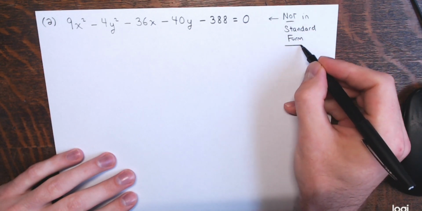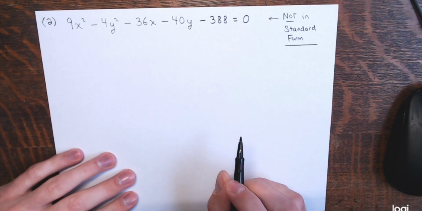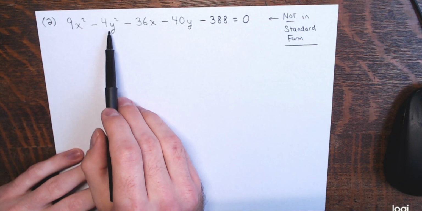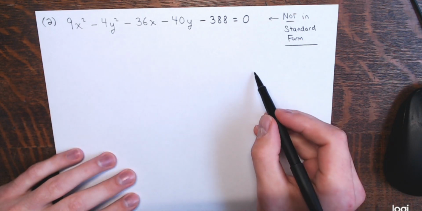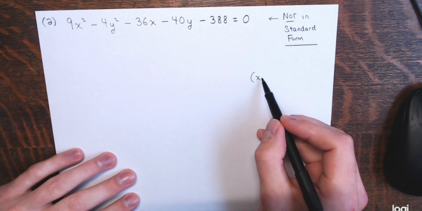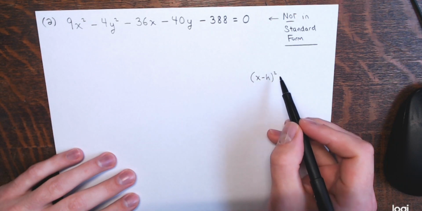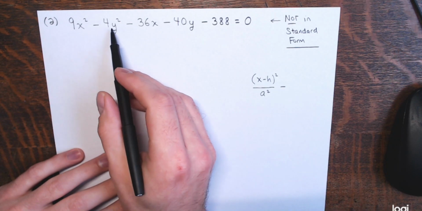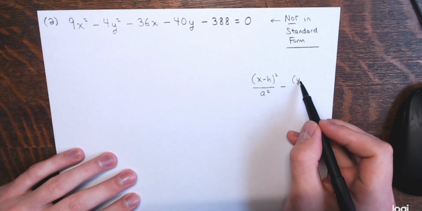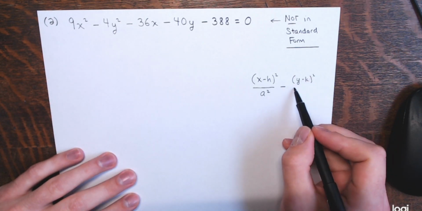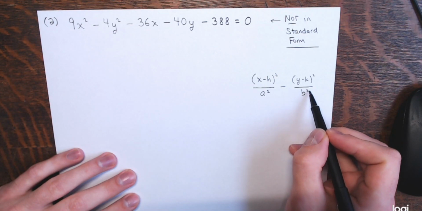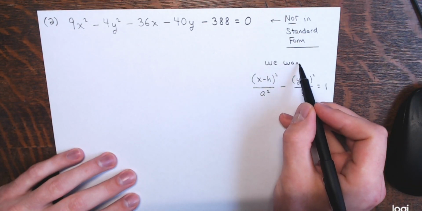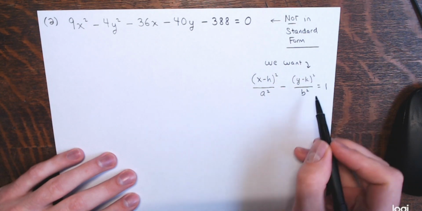All right, now the standard form, notice I have a positive x squared term and a negative y squared term. So I'm probably going to get the form to look like this eventually, where the x squared term is first, x minus h squared over a squared, then the negative y squared term, minus the quantity y minus k squared over b squared equals 1. This is what we want. We want standard form.